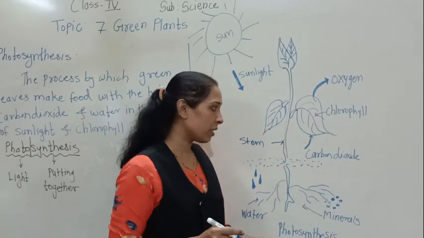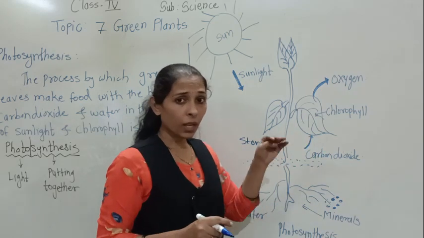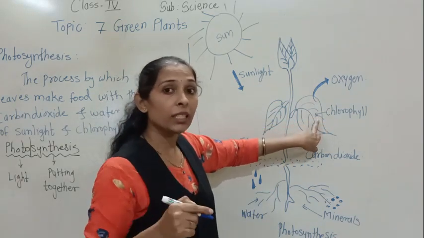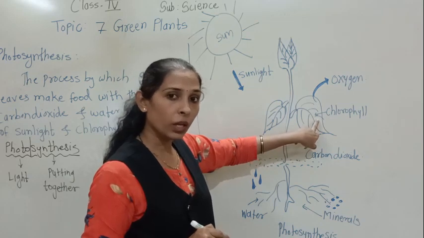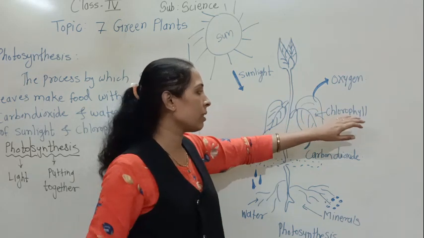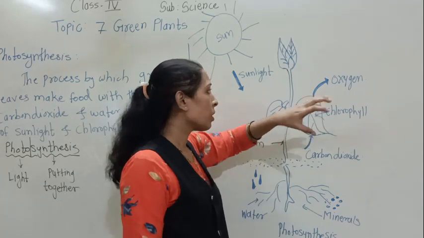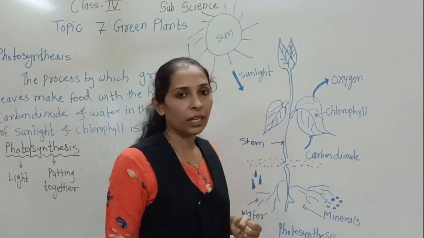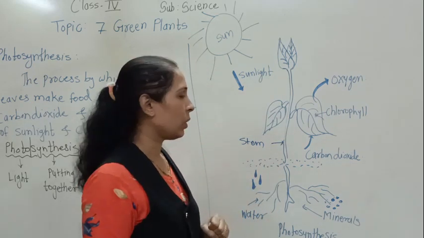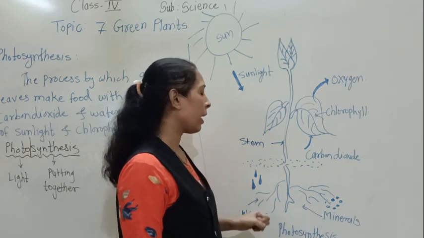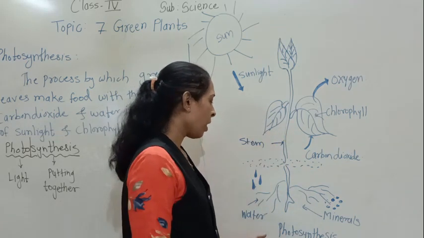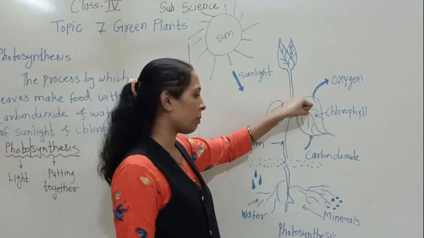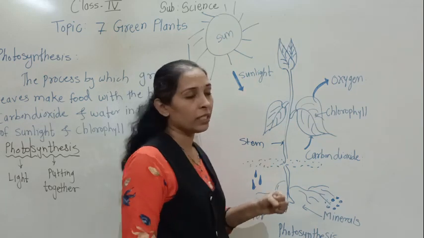So water and minerals done, carbon dioxide done. Also, as we know, in the leaf there is chlorophyll. That is the reason the leaf is green in color, because it contains the green color pigment, chlorophyll. This chlorophyll helps to absorb the sunlight and capture the maximum sunlight. So in this way carbon dioxide gets inside with the help of the stomata, water and minerals get absorbed with the help of the roots, and chlorophyll present in the leaves helps to take the sunlight.